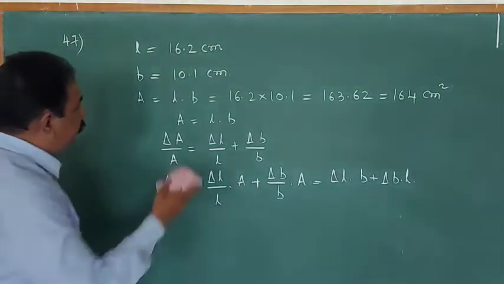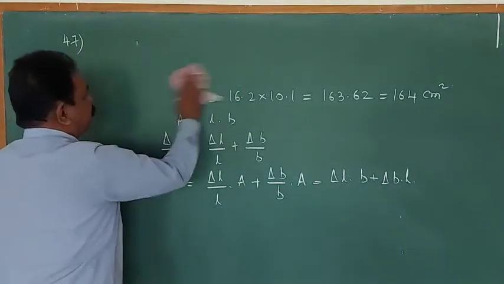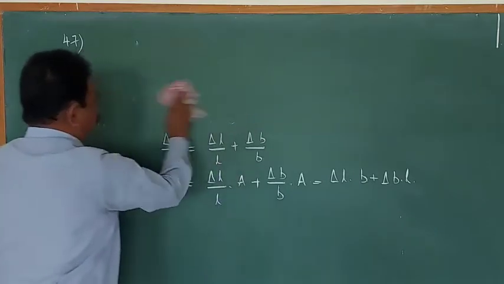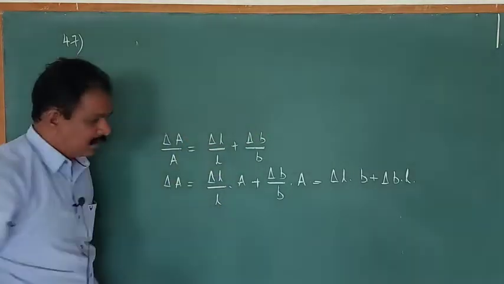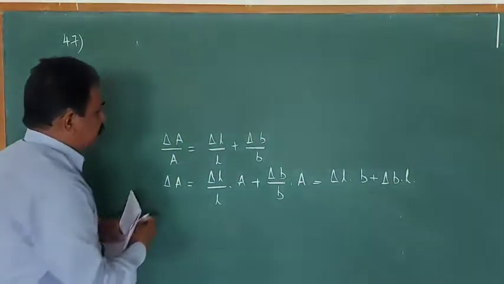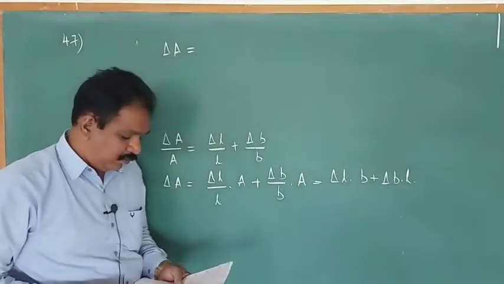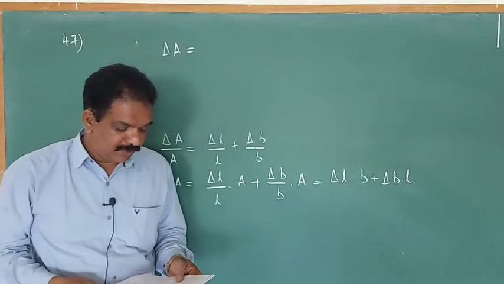So then try to calculate that value. Then how much we will get? See, delta A is equal to delta L value, error, how much they gave?